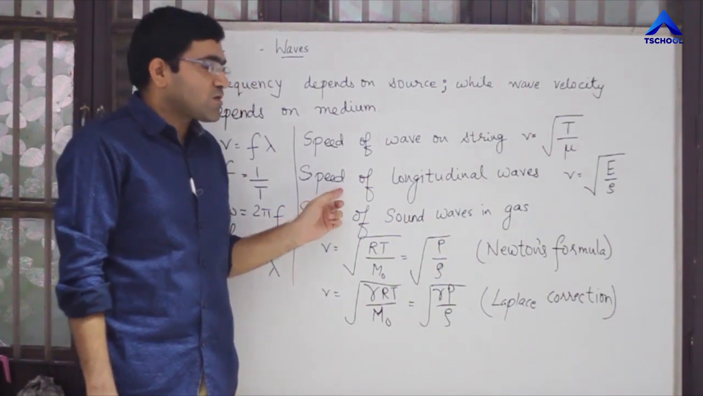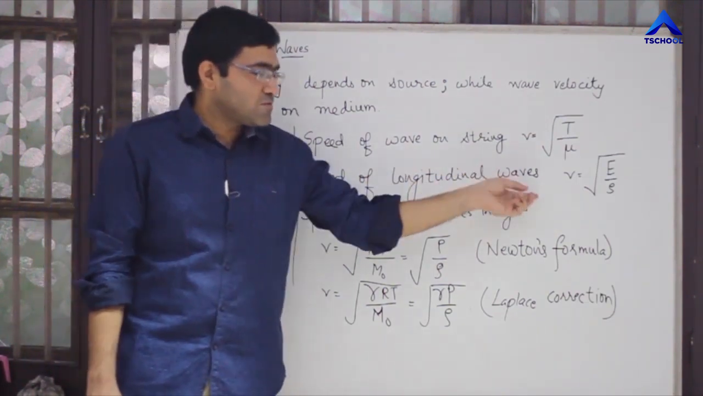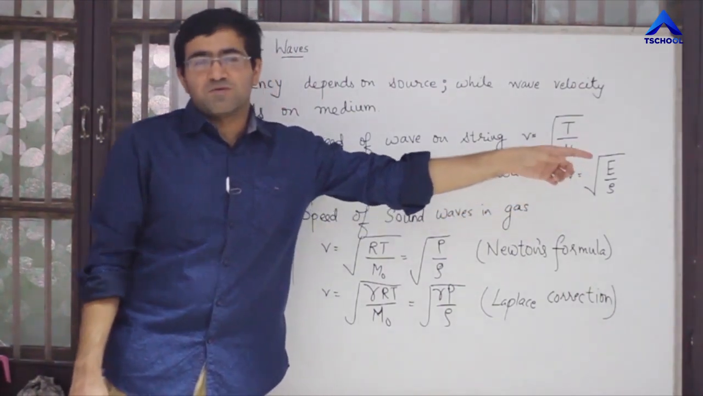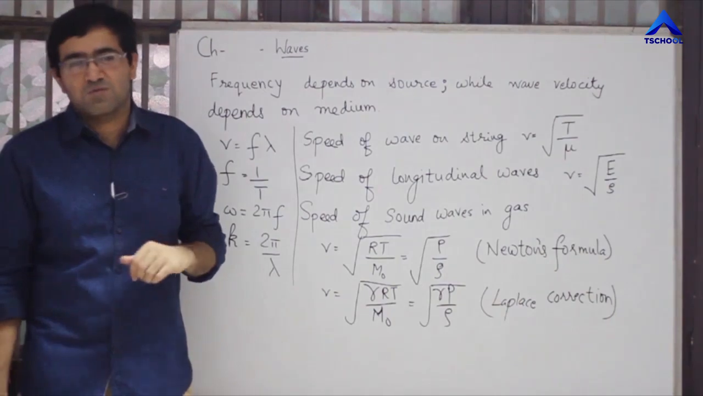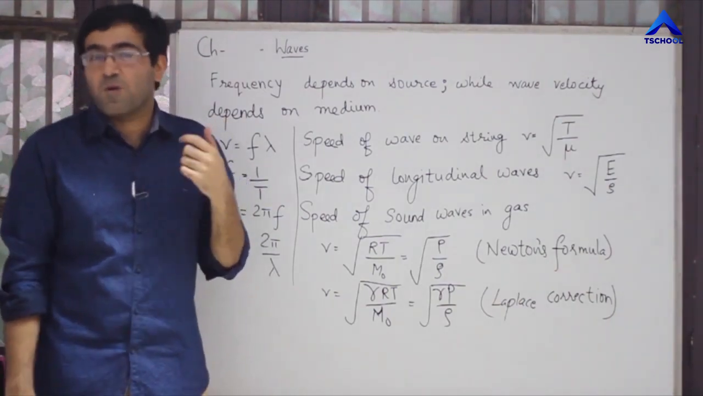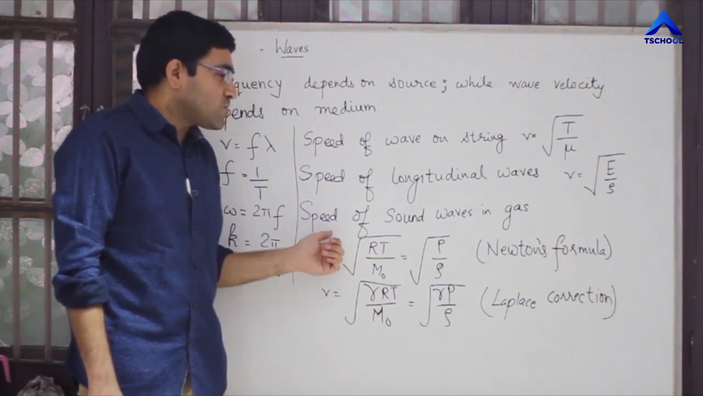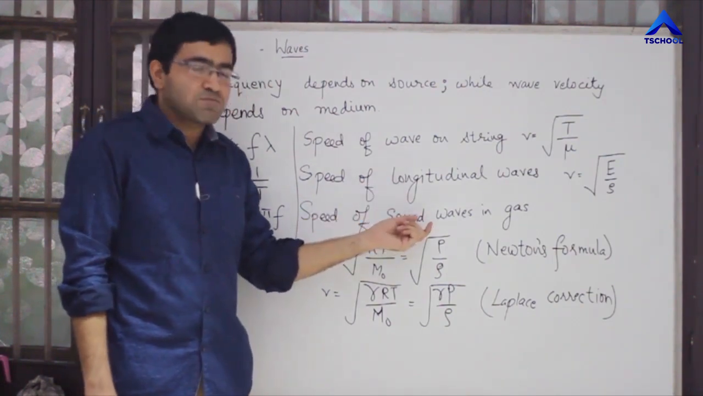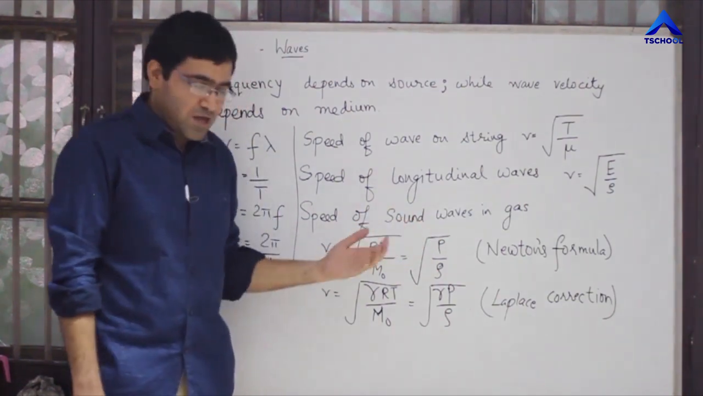Now, as far as longitudinal waves are concerned, in any medium, the speed of the longitudinal waves is V is under root E by rho, where E is the modulus of elasticity of that medium, so E could be the Young's modulus or the bulk modulus. Now, a special case of this formula is the speed of sound in gas or air. Air is also gas, obviously.